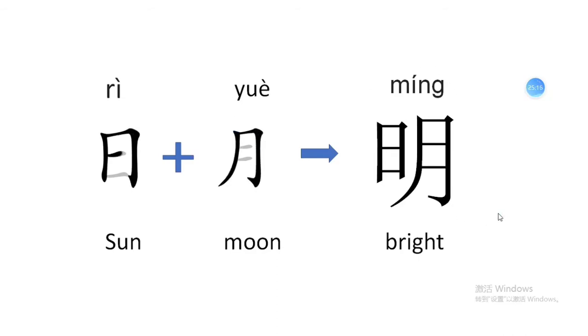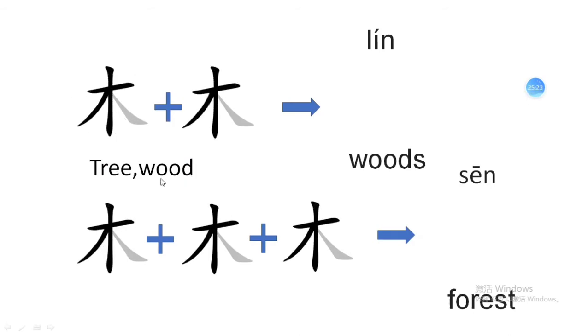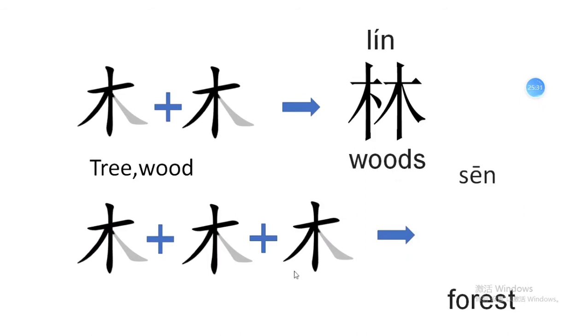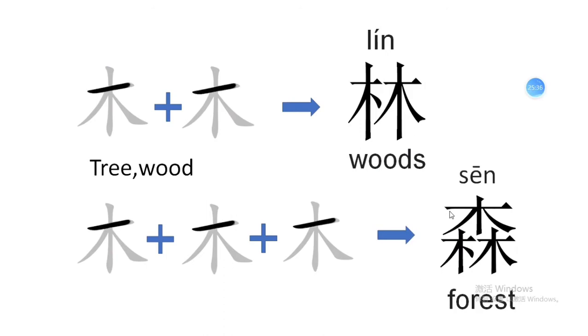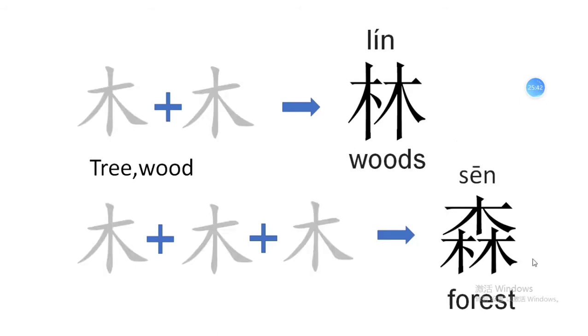Okay. Move on. See, just now we know this is mu. Mu means tree, wood. So when we have two trees together, it means woods. Woods means many trees, means woods. When we put three mu together, it means forest. Forest. Okay. So woods and forest. See the connection? So this is very easy, right?